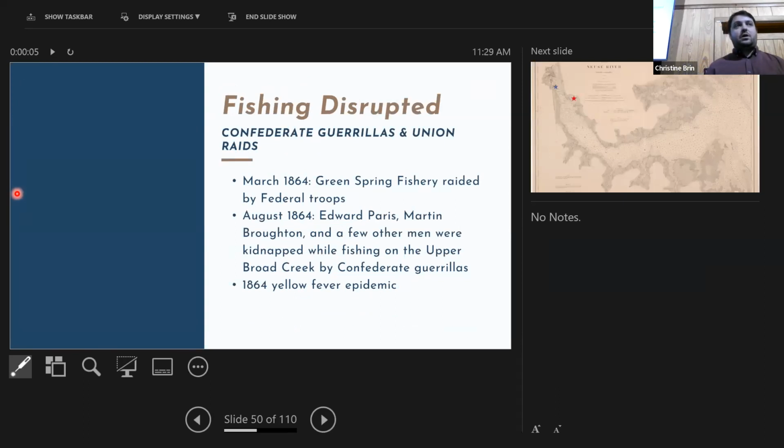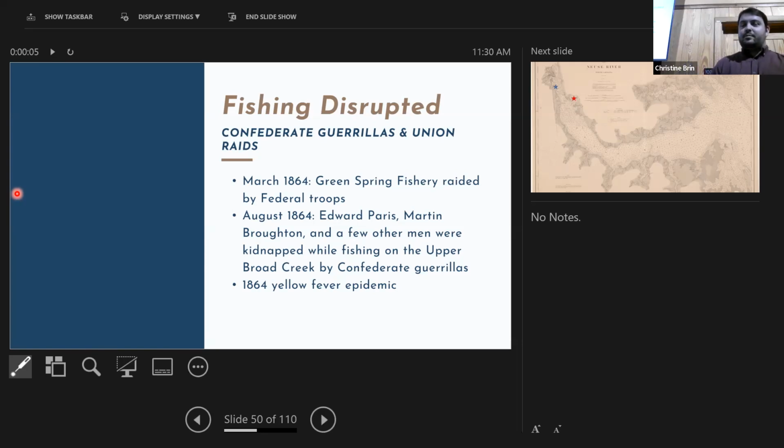So the fisheries are disrupted by occupation, but there's ongoing activity going on outside of New Bern where all these fisheries are located. In March 1864, the Spring Garden fishery was raided by federal troops who wanted free fish, and they scared all the fishermen off. And then they stole all the fish and went back, had a good fish fry in New Bern or whatever.